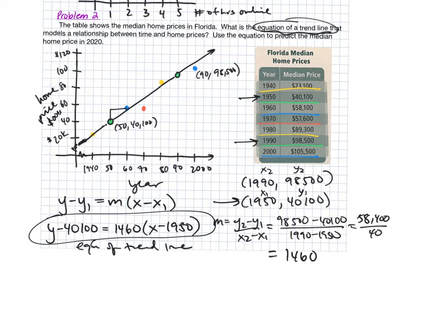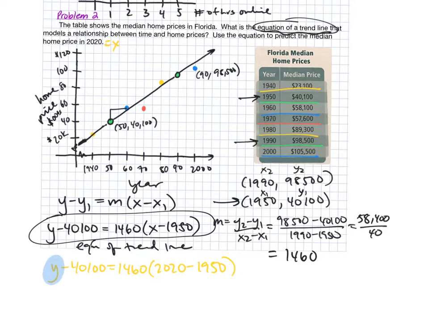Okay, and then it's asking you to use this equation to predict the median home price in 2020. So let's just use this equation, and this is basically an x value. So I'm going to plug that in for x. So y minus 40,100 equals 1460, and then my x is my 2020 minus 1950, and then we just solve for y here.